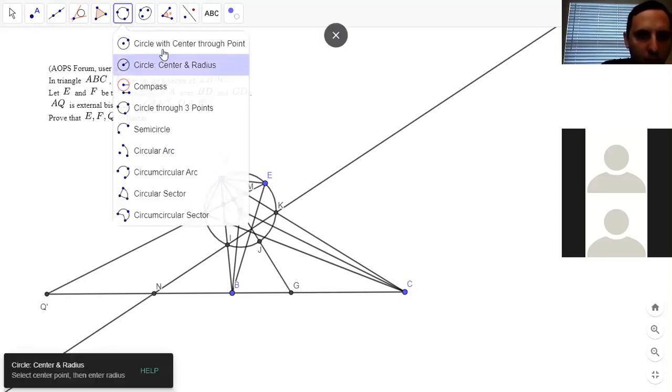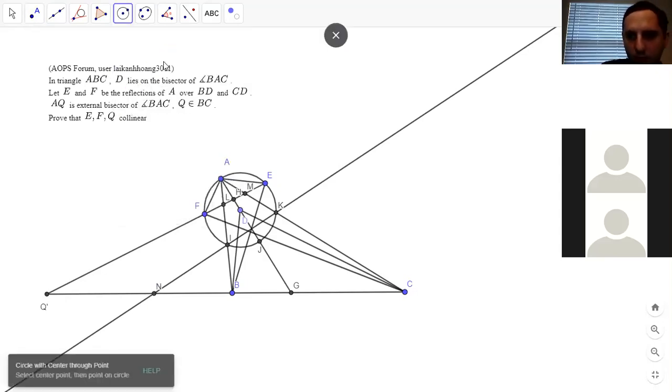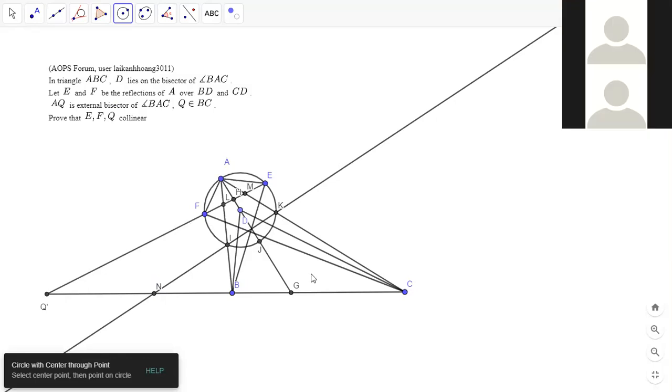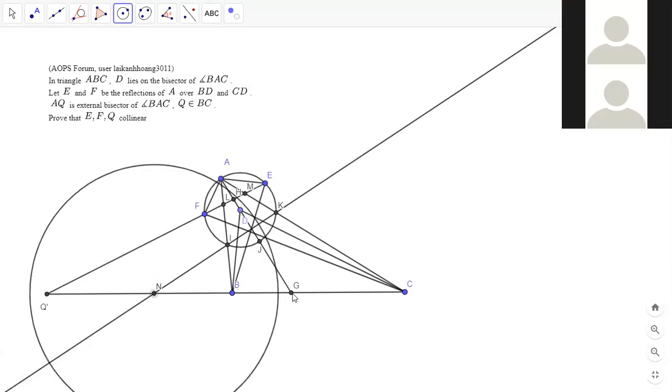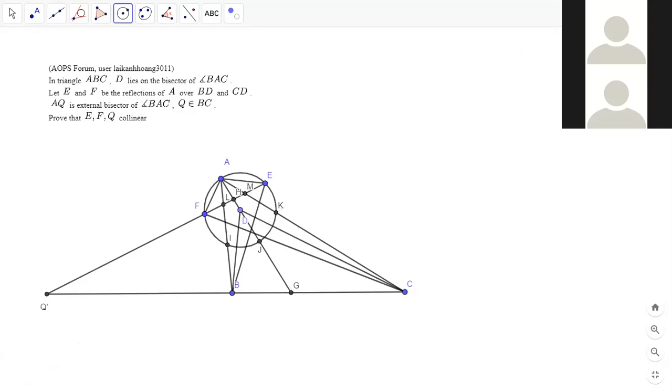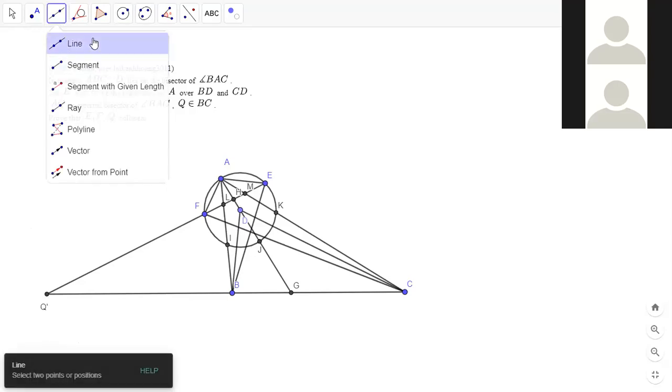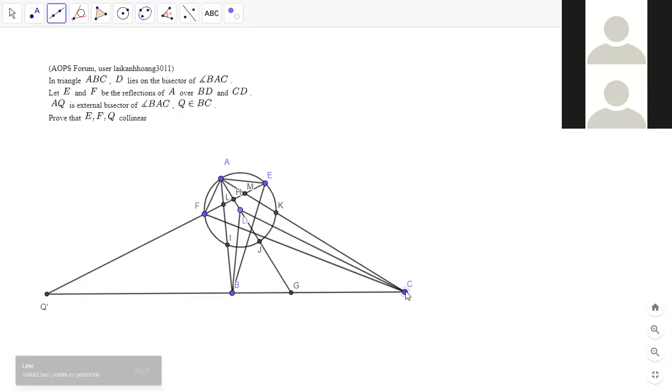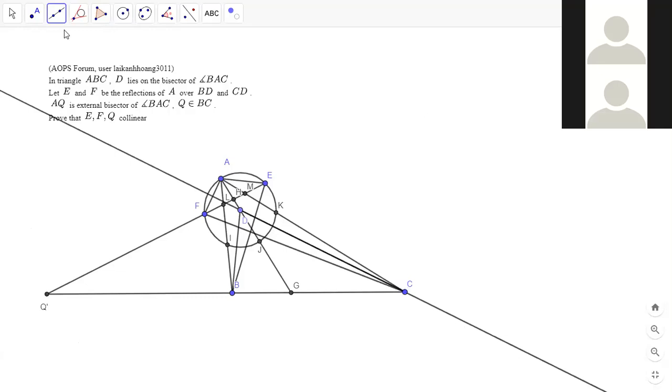Michael, I think I've solved it. Okay. Wait, let me check for a second first. Oh, no, it's not. Hold on one sec. So I wonder if C, D, and L are collinear. Oh yeah, they're not. So what's your solution?